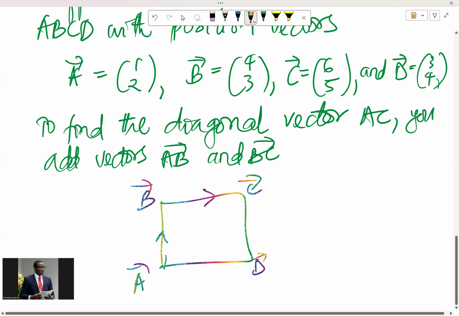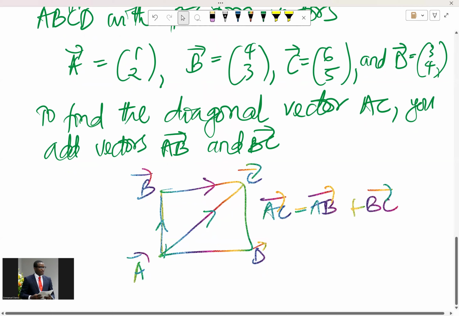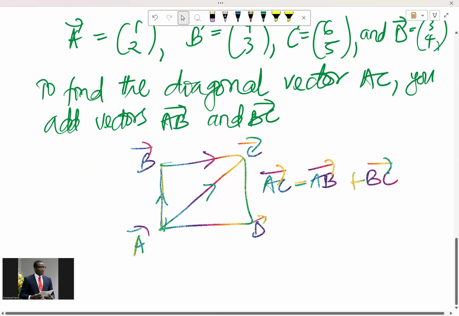So we need to find the diagonal AC. This is the diagonal AC. This is what we are looking for now, and that is the addition. Of course, to get the diagonal AC, to move from A to C is actually like moving from A to B first, that's AB, plus then moving from B to C, BC. That's simply the idea.